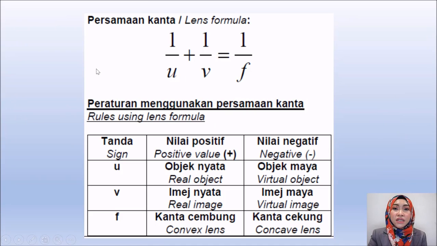When using the lens formula, there are several rules you have to obey. We have the convex lens, which has a positive value of the image distance. It will produce a real image, whereas a concave lens, which has a negative value of the image distance, will produce a virtual image.